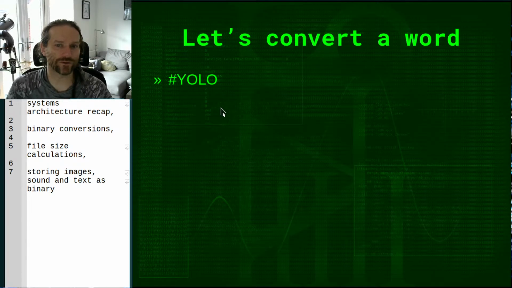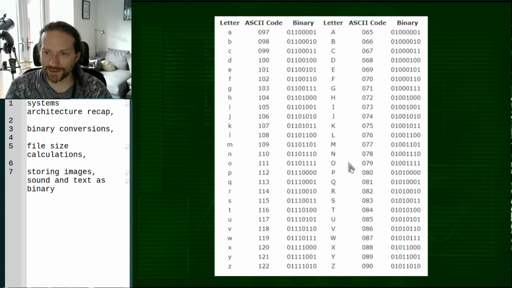Okay, so if we were to convert the word hashtag YOLO, you can see how long ago it was that I wrote this. All we do is look up the hash symbol, look up the Y, look up the O, look up the L, and so on. Let's not bother with the hash symbol. Let's just look up YOLO. So we go back here, and Y is 01011001. O is 01001111. L is 01001100.